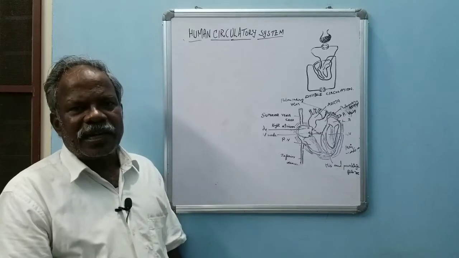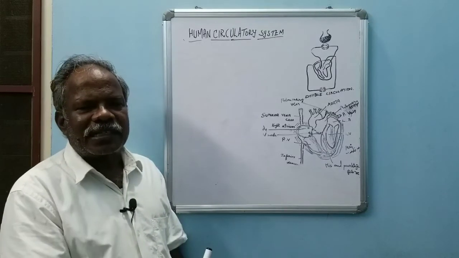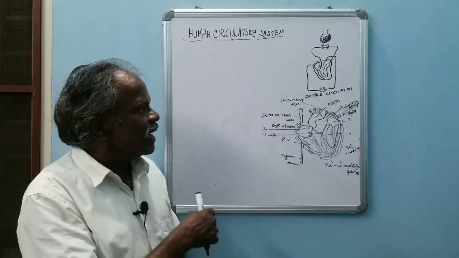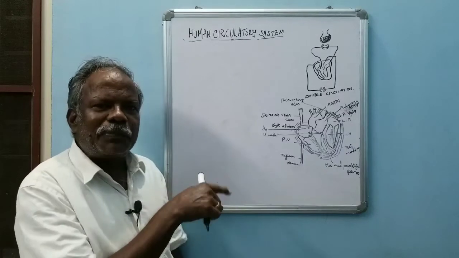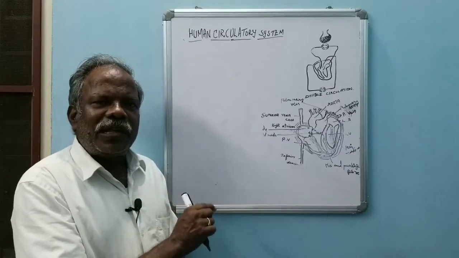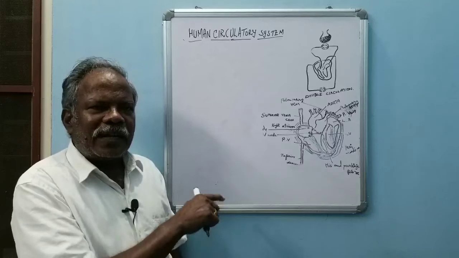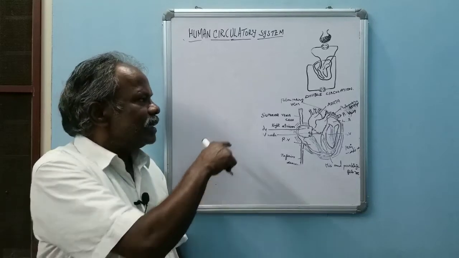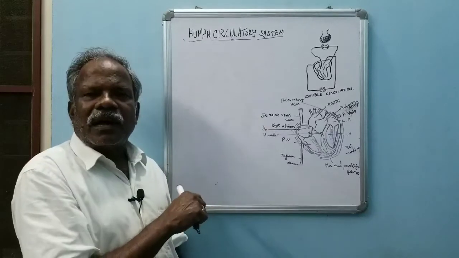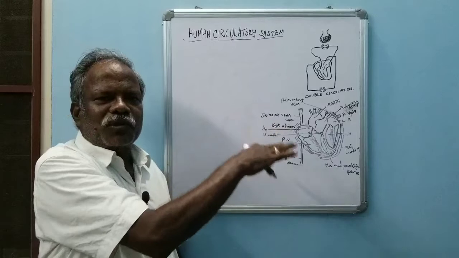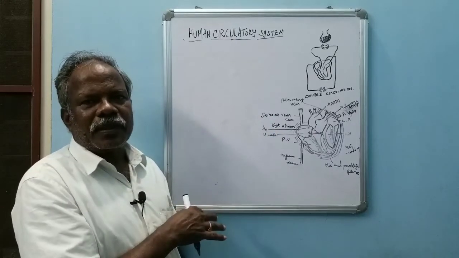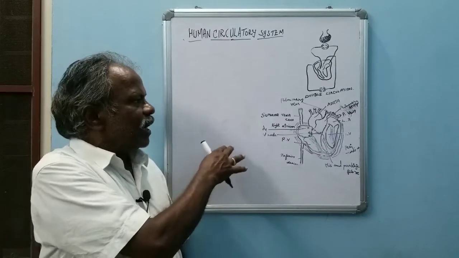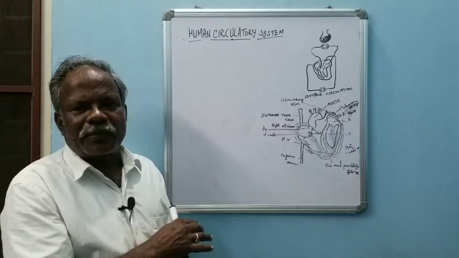The other circulation is pulmonary circulation, which takes the blood from the right ventricle and gets it purified in the alveoli, that is in the lungs, and the purified blood reaches the left auricle. So this type of two circulations is called double circulation. And in the case of human beings, there is a four chambered heart.